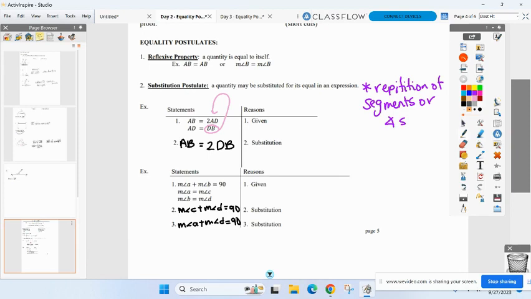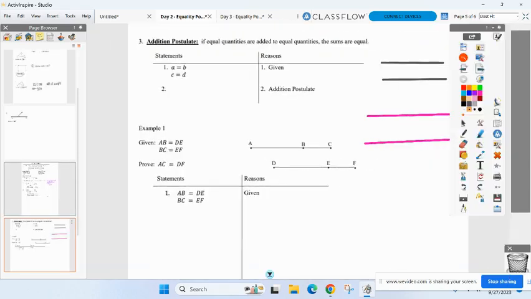So some things to help you out so far. Reflexive, we're going to let that sit for a little bit. Substitution, and the final one that's going to help us out in proofs: Addition. All right, don't draw anything, please. I just want to show you up here on the board how addition works for you.